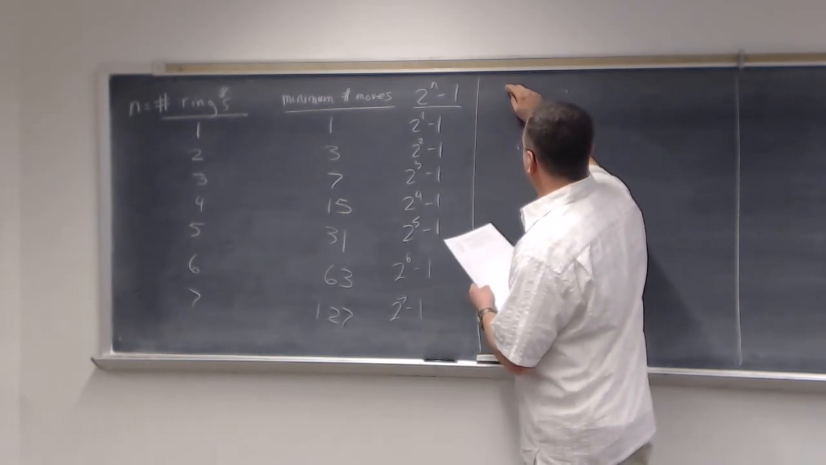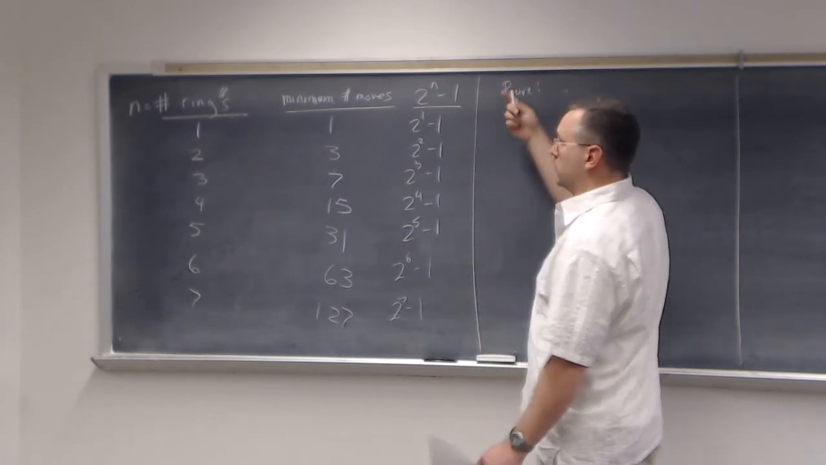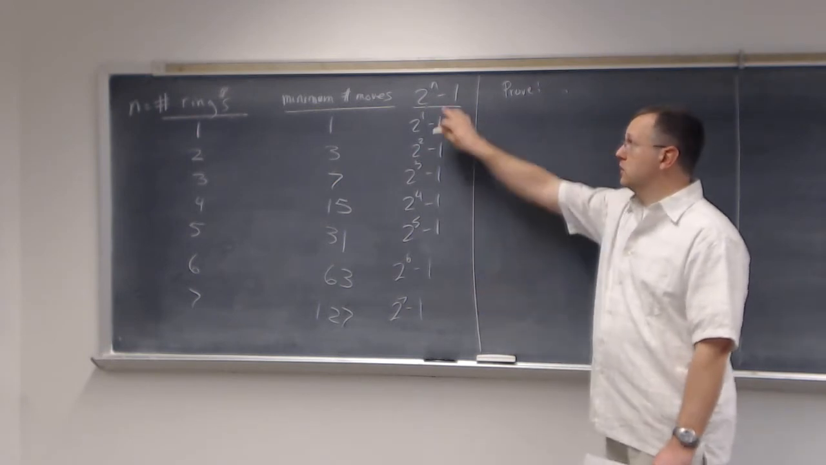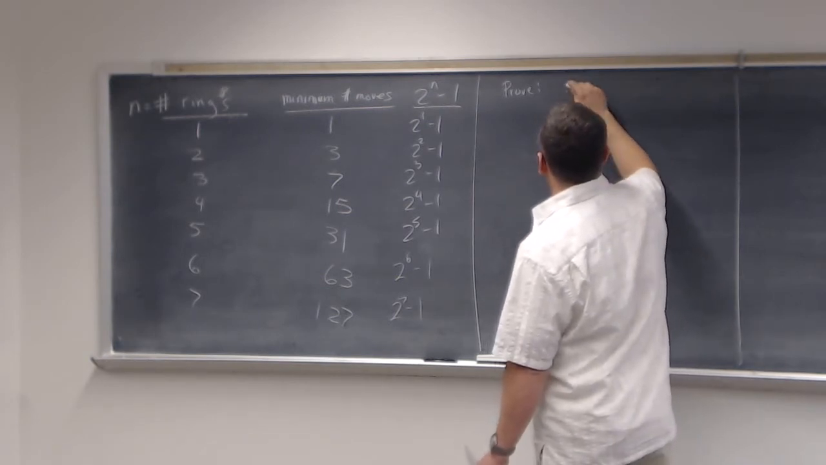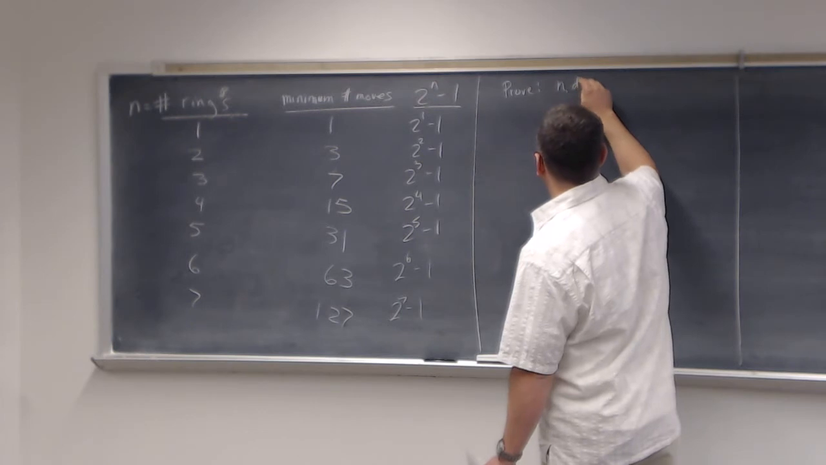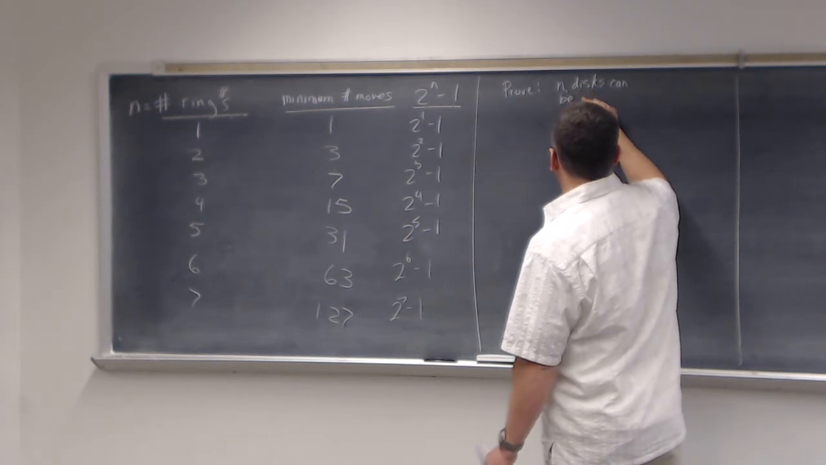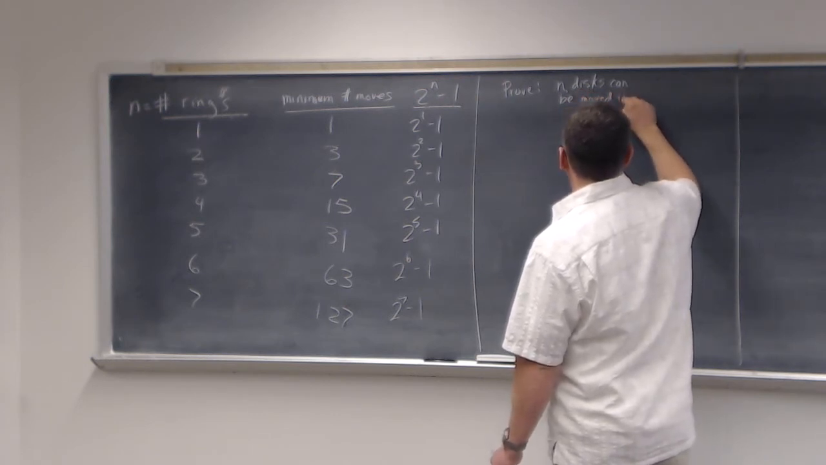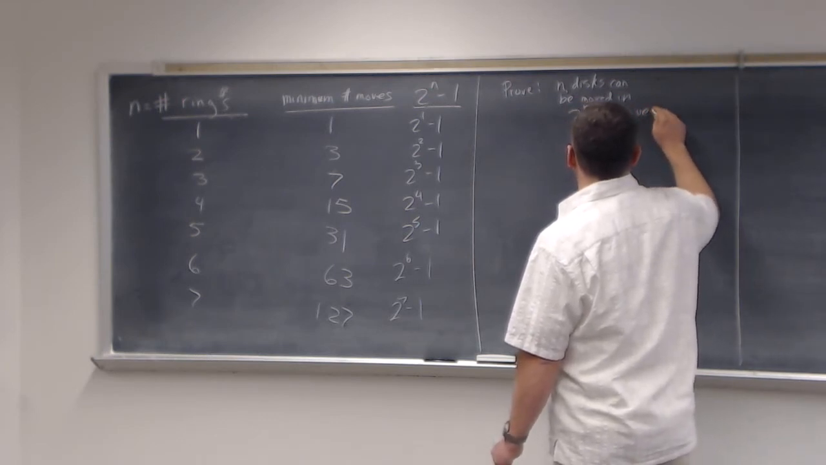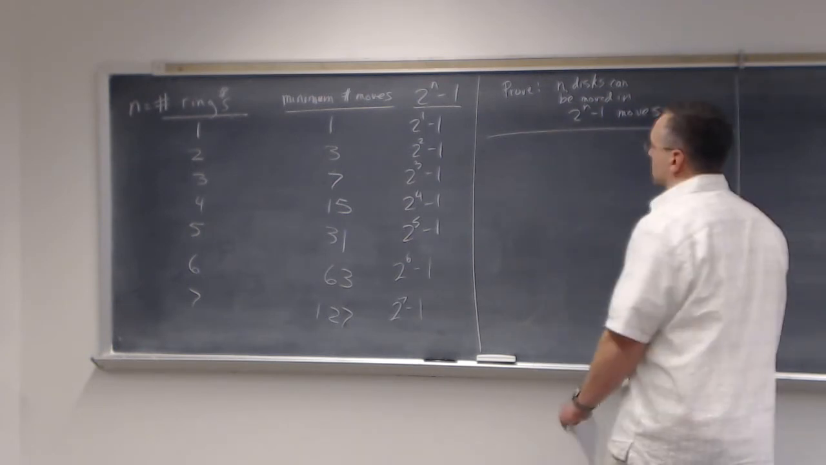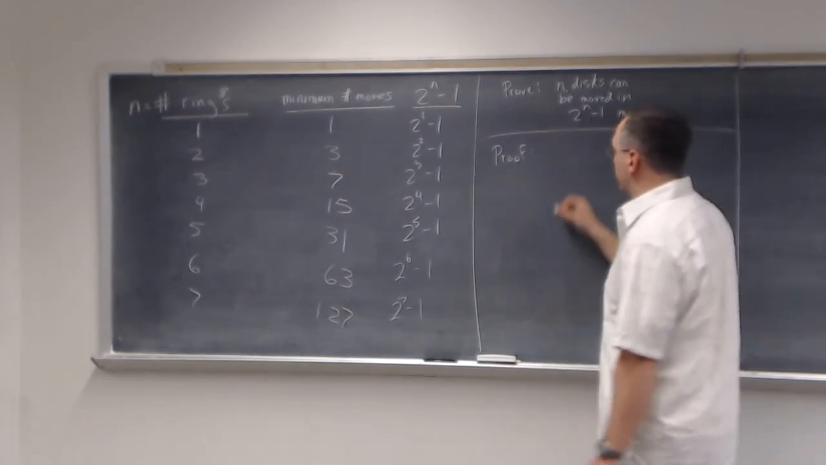So the theorem. The proof goes: the Tower of Hanoi game with n disks can be solved in 2 to the n minus 1 moves. So I'm just going to abbreviate here. So n disks can be moved in 2 to the n minus 1 moves. Proof. Okay, so we will use induction.